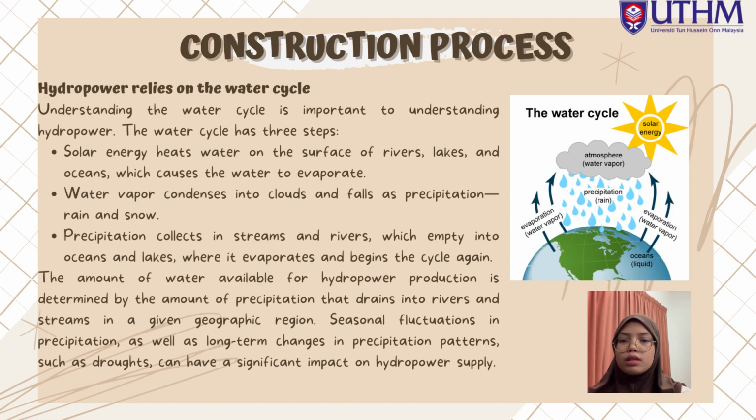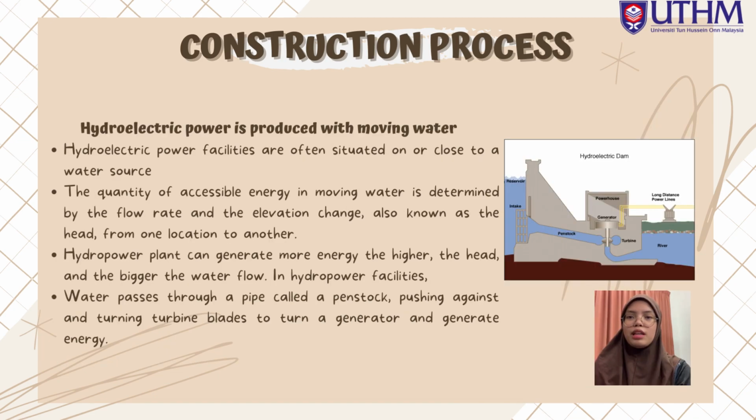The amount of water available for hydropower production is determined by the amount of precipitation that drains into rivers and streams in a given geographic region. Seasonal fluctuation in precipitation as well as long-term change in precipitation patterns, such as droughts, can have a significant impact on hydropower supply. Hydroelectric power is produced with moving water.